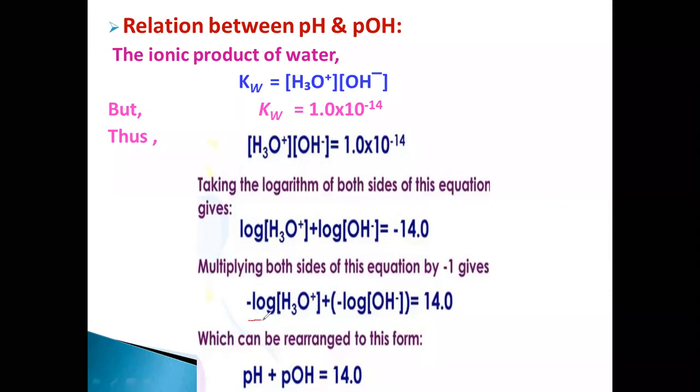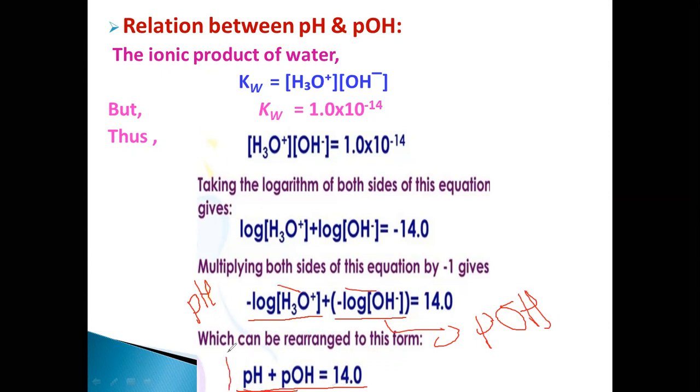So this is hydronium ion that is called pH. This is minus log of OH minus ion called pOH. So we can find one more equation, that is nothing but pH plus pOH is equal to 14.0. That means this minus log to the base 10 H3O positive is nothing but pH, and this is pOH. So write pH in place of this, pOH in place of this, and the equation is equal to 14.